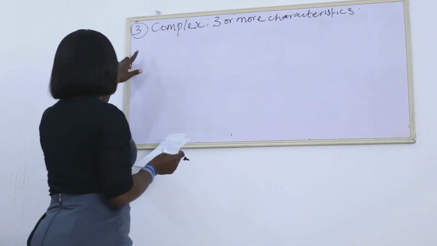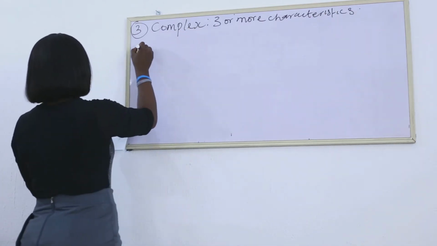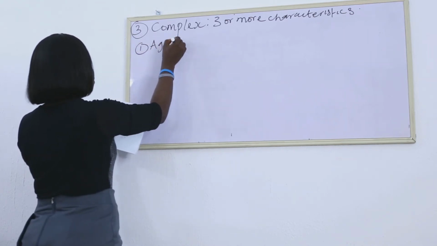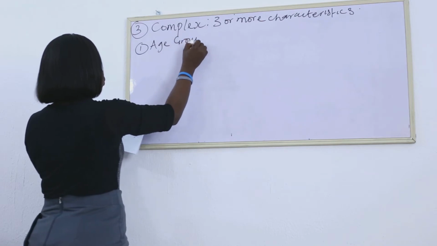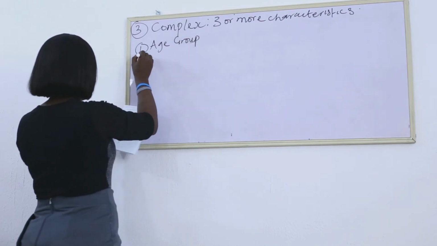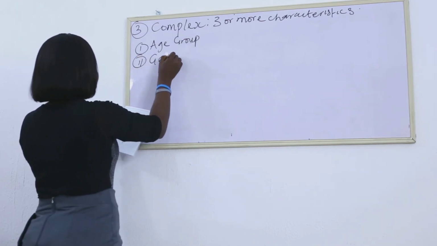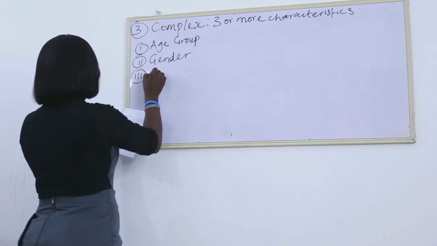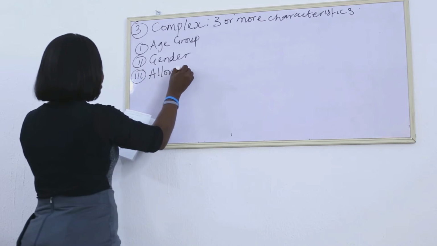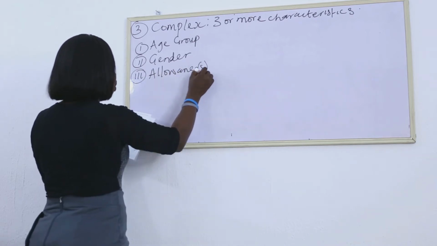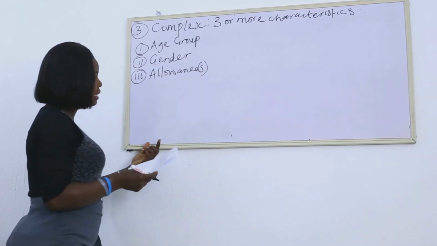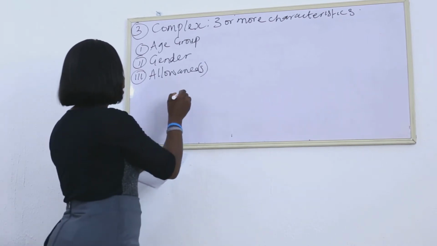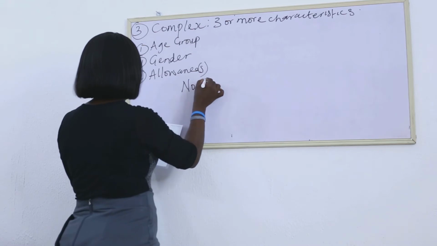And what are we going to be representing? The first thing we'll be representing on this table is student age group. Then the second thing is gender. Then the third is the allowances, the allowances that these students have access to. Then I'll be drawing the table now.